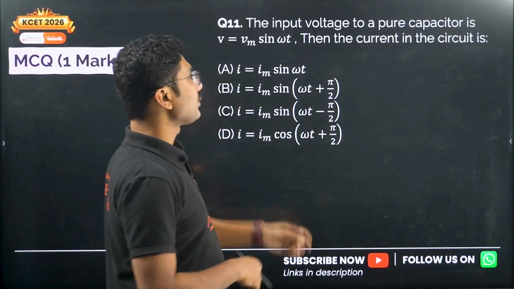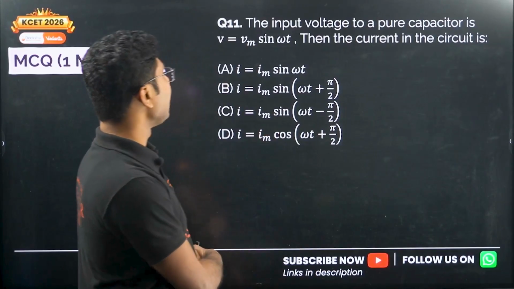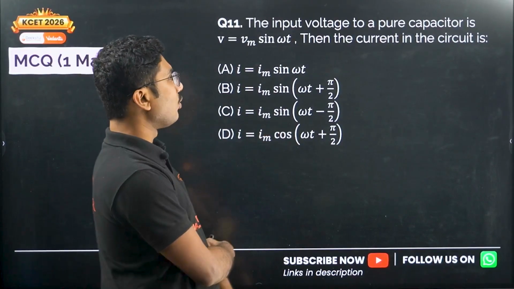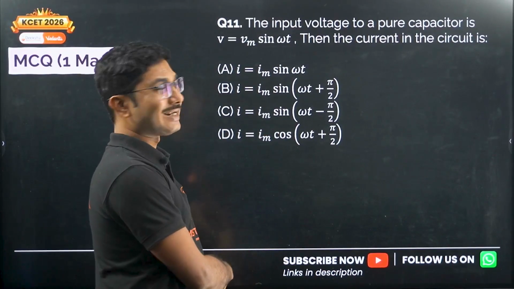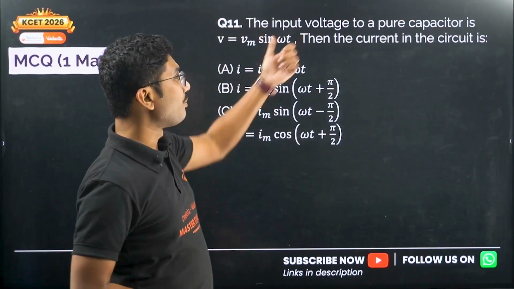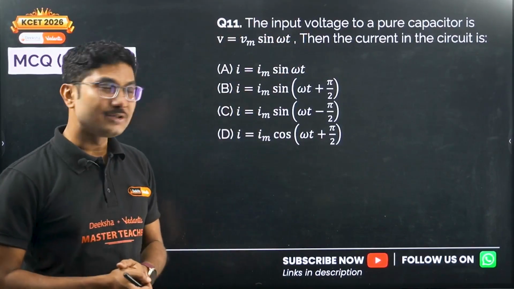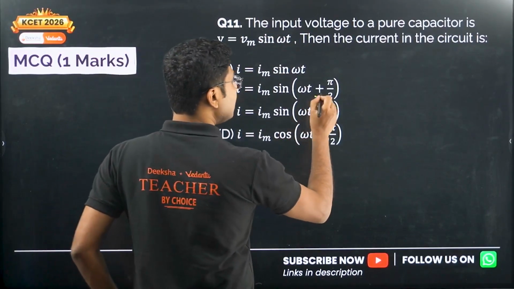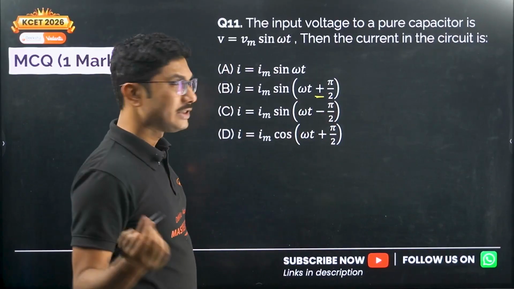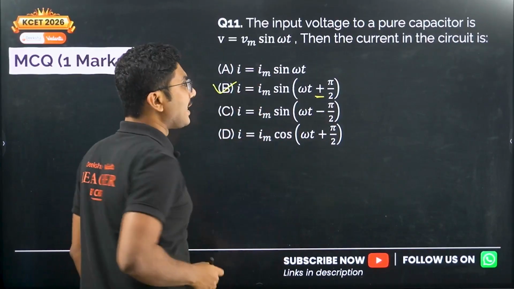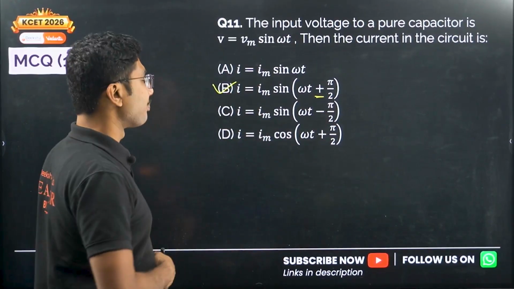The input voltage to a pure capacitor is V equals Vm sin omega t, then the current in the circuit is? Again, in case of a pure capacitor, current leads by pi by 2. Leads means plus, so the answer will be Im sin(omega t plus pi by 2).